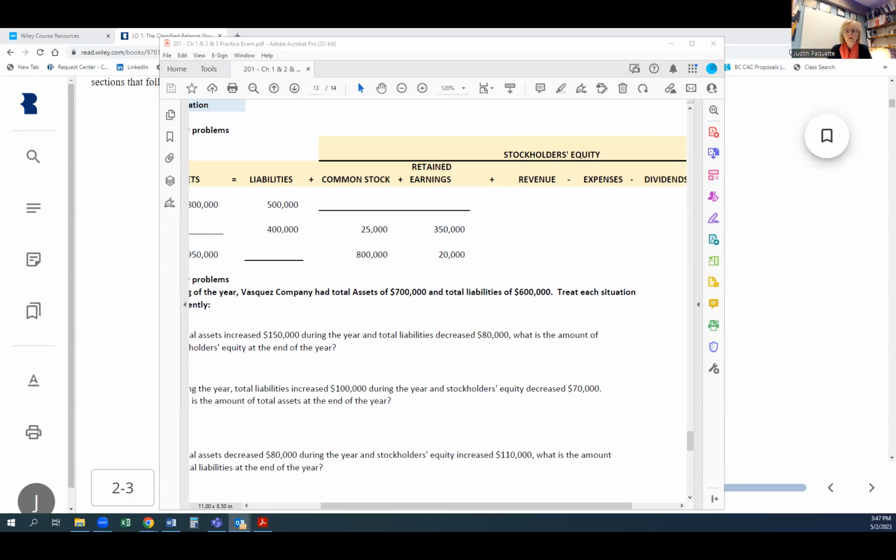Let's see. I want to go back and look at Isabel's questions. I can't find them. Isabel, can you repeat your questions? And question 8, Jenny wants to go over question 8.